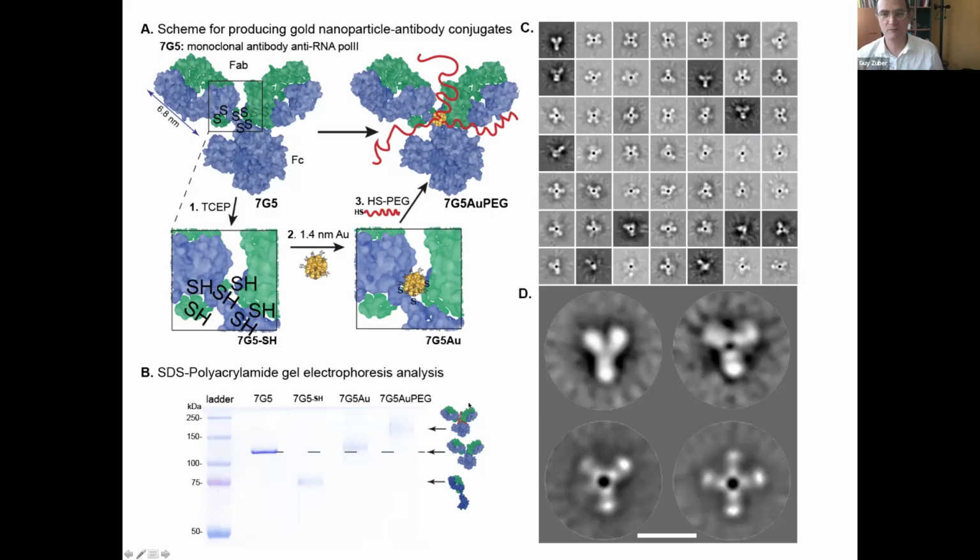So if you have those gold particles, we analyze them by electron microscopy. I don't want to get too much into details, but you can really see that they are at the hinge area here.